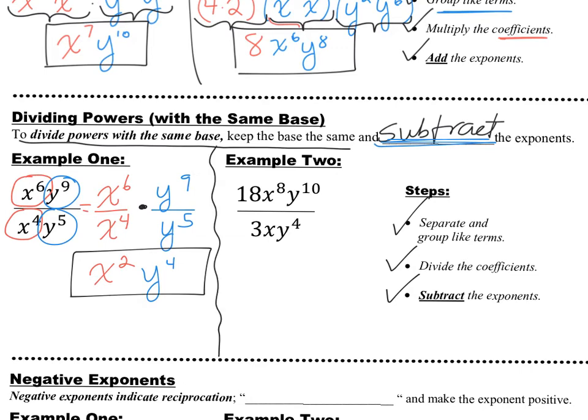In example 2, let's go ahead and follow the same steps, and we're going to start by grouping our like terms. 18 and 3, 8 x to the 8th power divided by x. Remember that if you don't see an exponent, the exponent is 1. And finally, our last set of like terms.